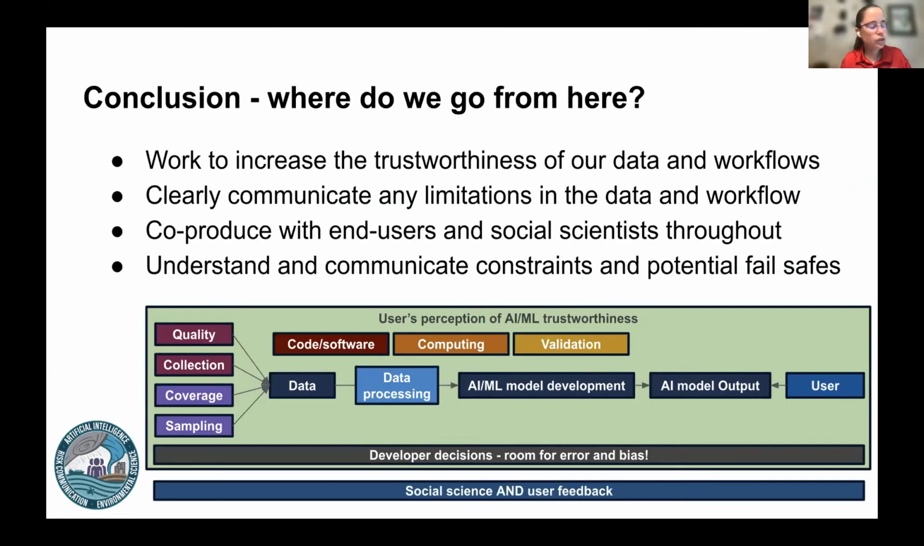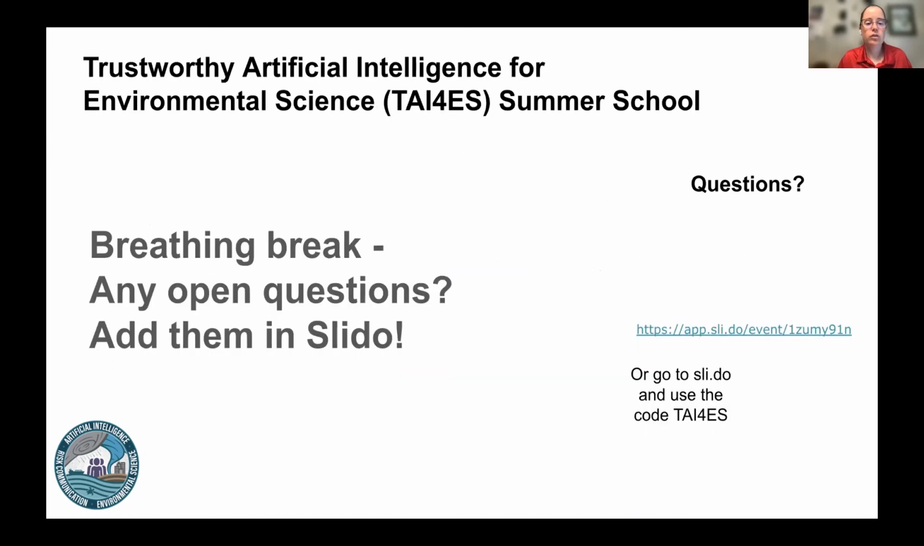So this brings us back to Chris's diagram from the beginning. Where do we go from here? We work to increase the trustworthiness of our data and our workflows. We want to make sure we're clearly communicating limitations in the data and workflows. I want to make sure we're doing co-production with our end users and our social scientists throughout the whole process. And we want to communicate constraints and fail-safes, ways that our data works, ways that our model works, and ways that our model fails.